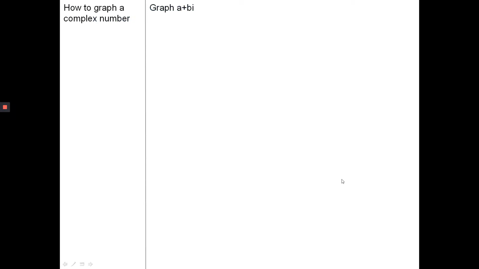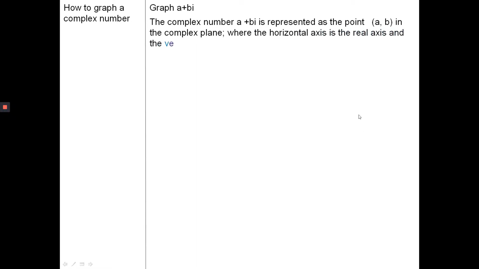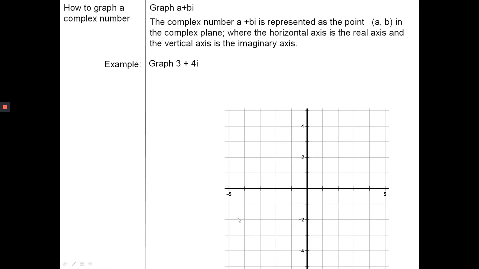Okay, we want to be able to graph these complex numbers. So we're talking about the generic a plus bi. So if we have the a plus bi as our number, we can represent it as the point a comma b in the complex plane. And this is going to be where the horizontal axis is the real axis and the vertical axis is the imaginary. So if we're graphing 3 plus 4i on a coordinate grid, we have to label our axes and make sure you don't label them x and y. You're going to label them imaginary and real.